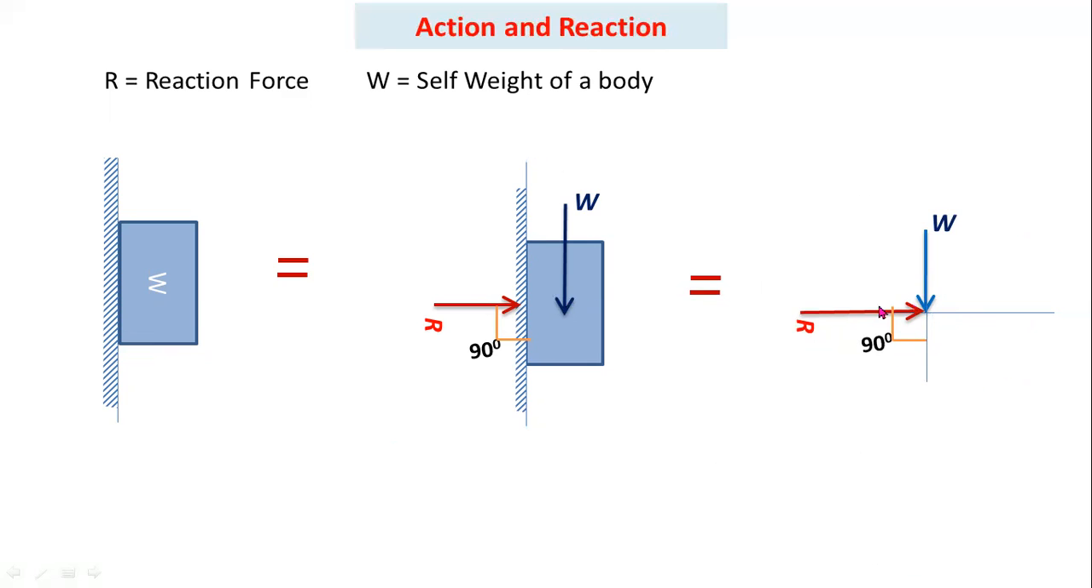Here you can observe this. I consider this vertical surface as a vertical axis. And this reaction force makes an angle of 90 degrees with respect to the vertical axis, like this. This is a horizontal force. This is a vertical force.